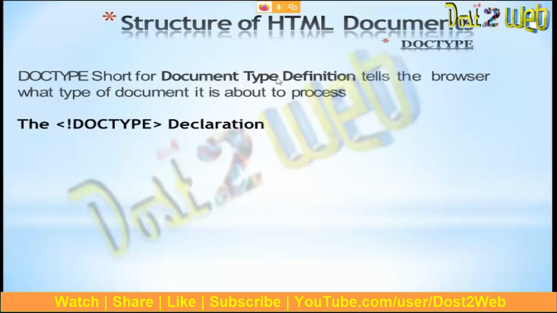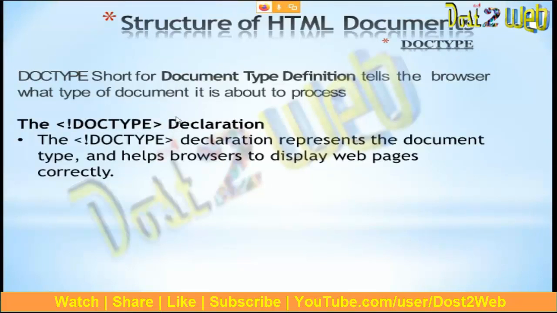How will you declare it? The syntax is: you give the tag symbol, the less than symbol, then the exclamation mark symbol, you write doctype, and again the greater than symbol. This is the declaration for doc type, and the doc type declaration represents your document type and helps the browser display the web page correctly.